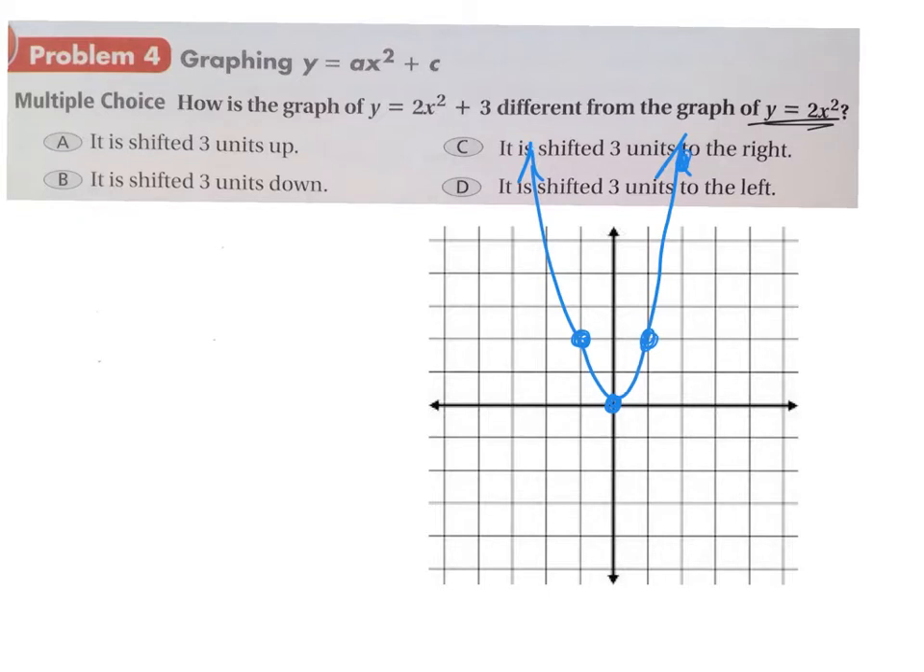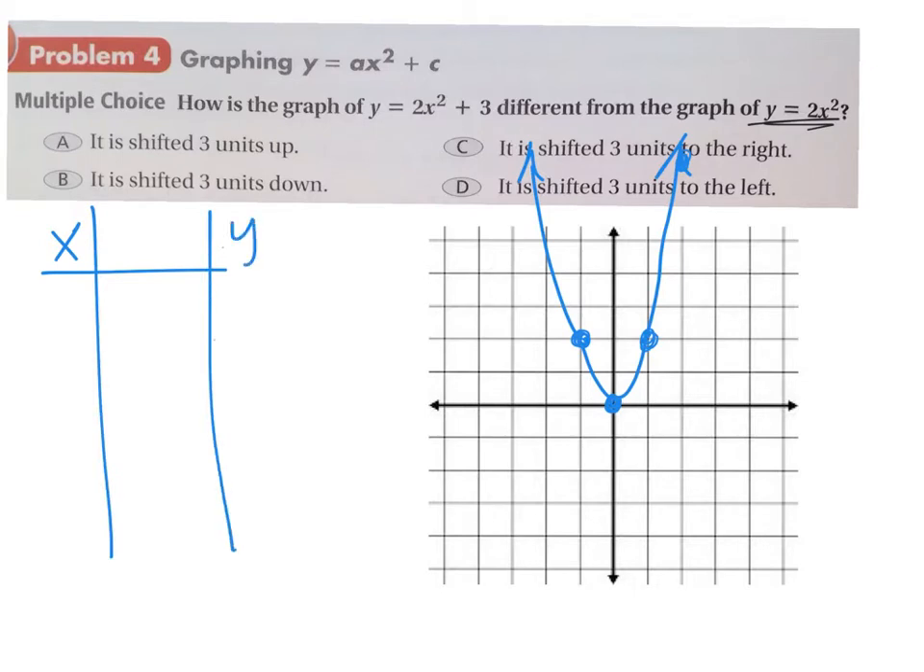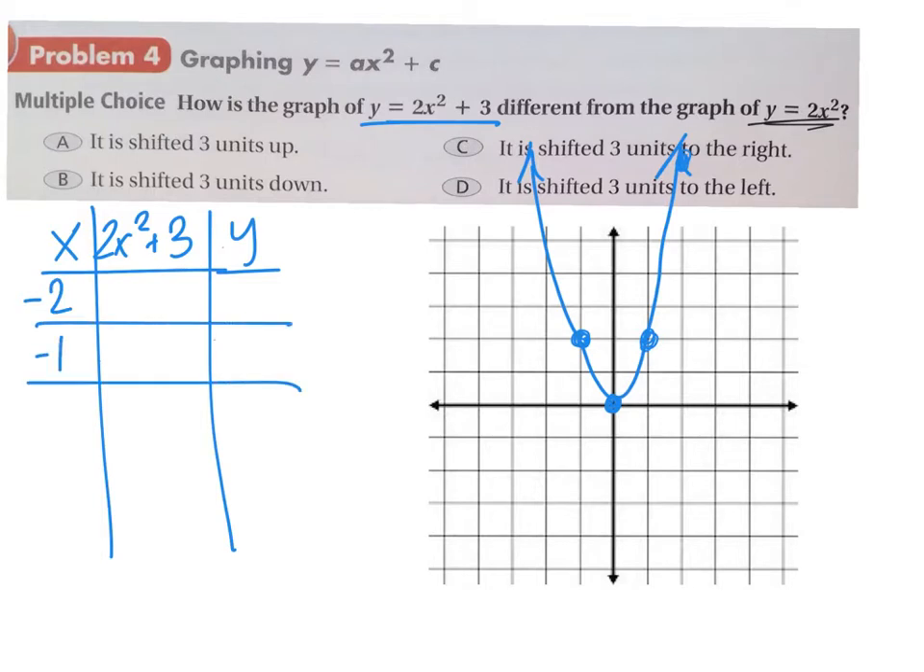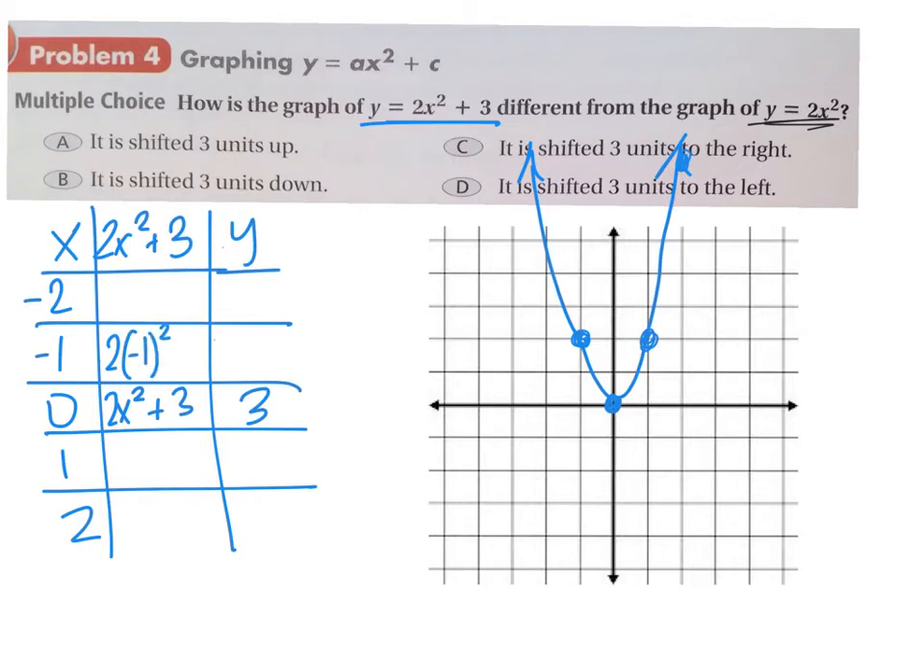We'll make another XY table. This time we're going to graph the 2x squared plus 3. So again, we're going to choose -2, -1, 0, 1, and 2. I'm going to start with 0, because if I plug 0 into 2x squared plus 3, I get 3, because it's going to be 0 plus 3. Now I'll do the -1. So just kind of want to show you that it doesn't matter what order you go in. Just fill out the table.